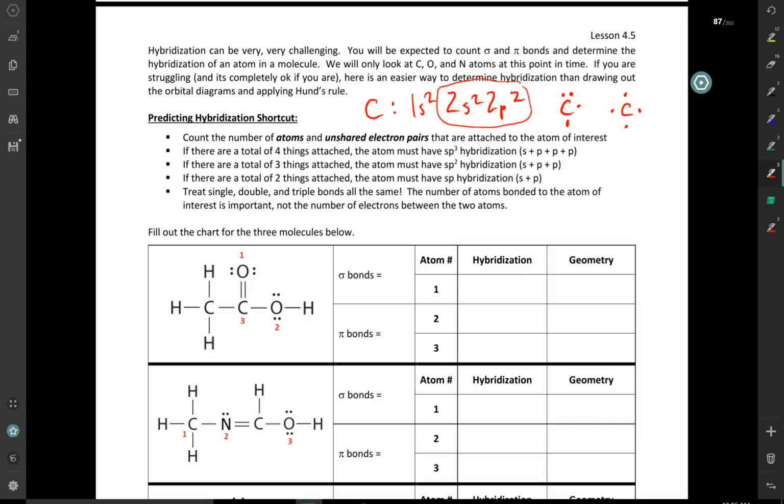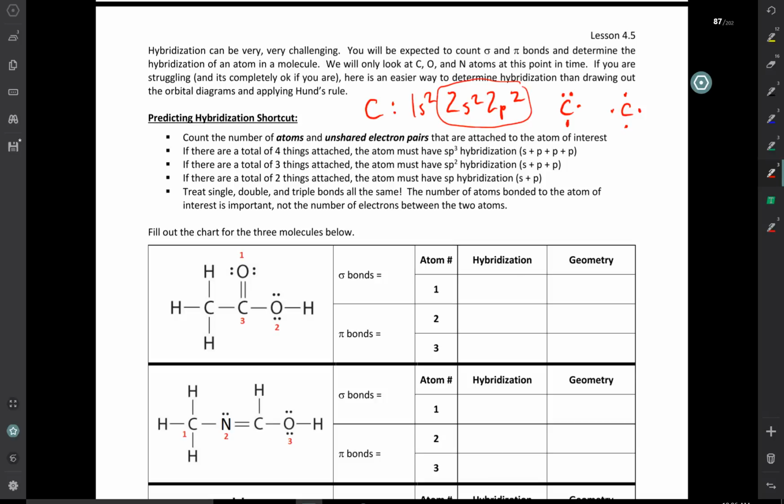Count the number of atoms and unshared electron pairs that are attached to the atom of interest. You can see from the practice problems, we're going to be looking at bigger molecules, so I don't want to just say the central atom. We're talking about things that are attached to the atom in question: other atoms and unshared electron pairs. So if there are a total of 4 things attached, the atom must have sp3 hybridization. In other words, 1 s and 3 p orbitals were mixed together to create it. If there are a total of 3 things attached, the atom must have sp2 hybridization, an s and 2 p orbitals. If there are just 2 things attached, the atom has sp hybridization.